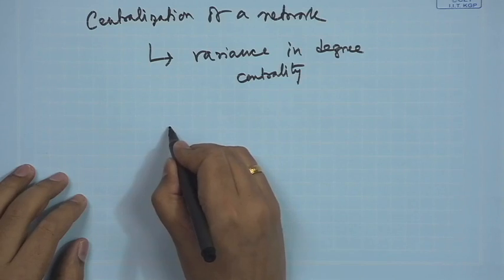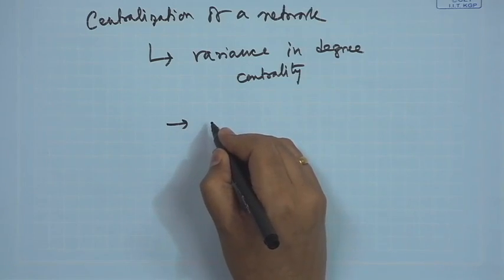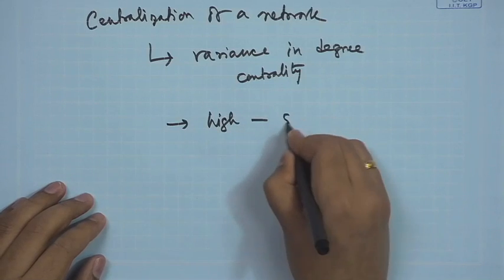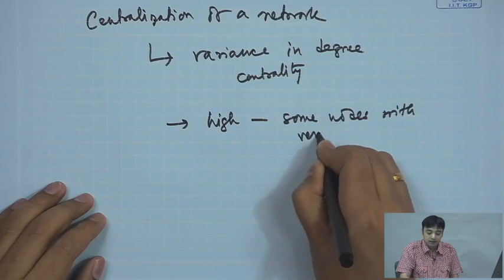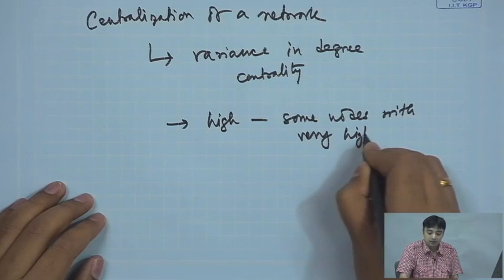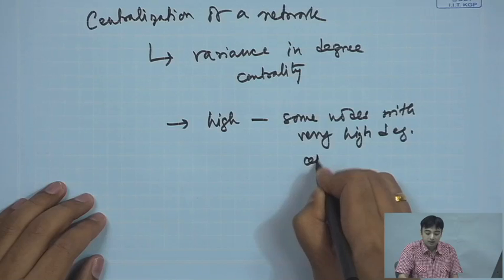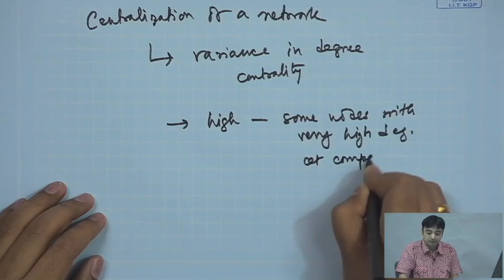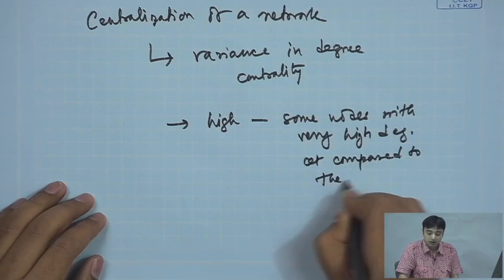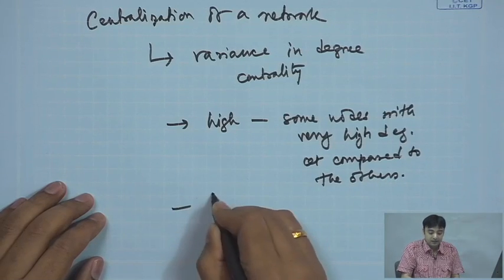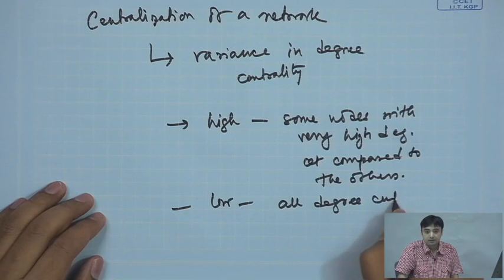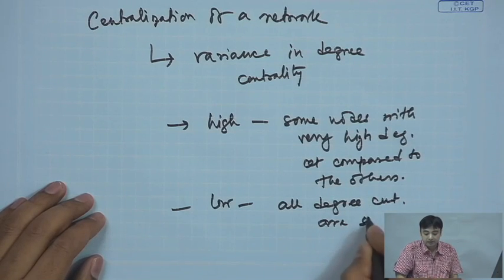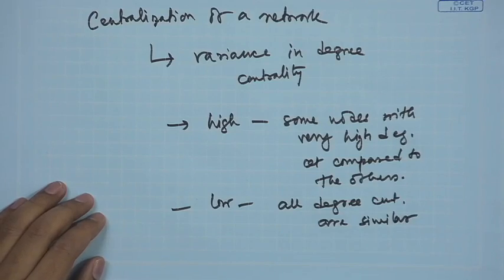If this variance is high, this means that there are some nodes with very high degree centrality compared to the others. If it is low, then all degree centralities are mostly similar to each other.